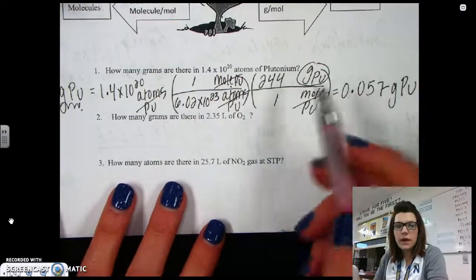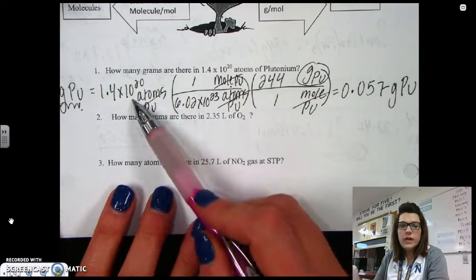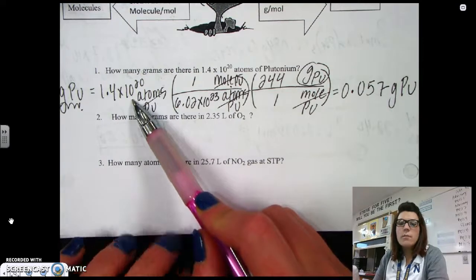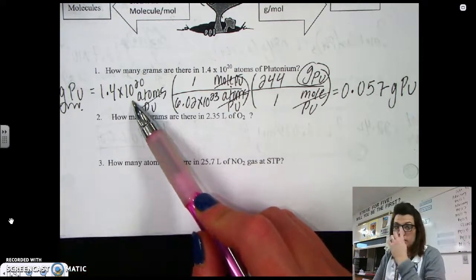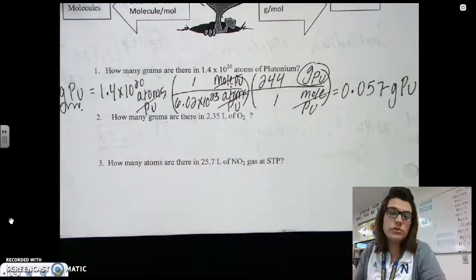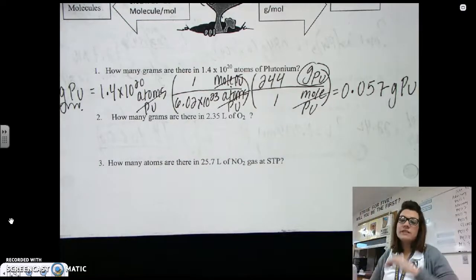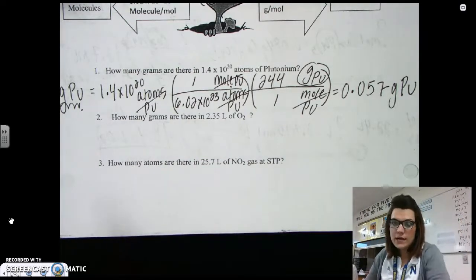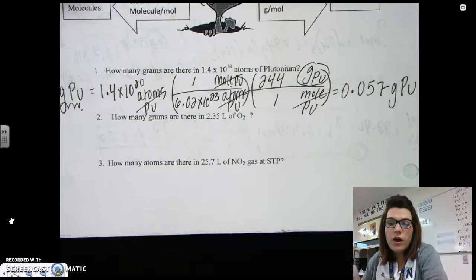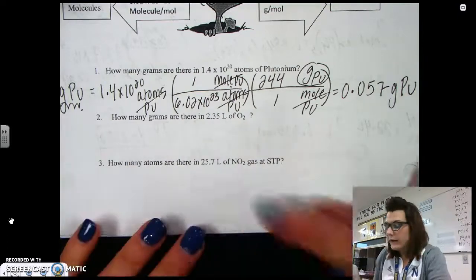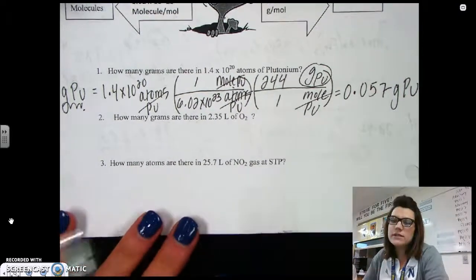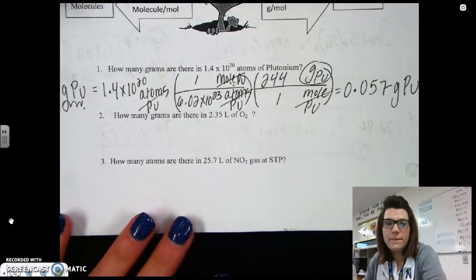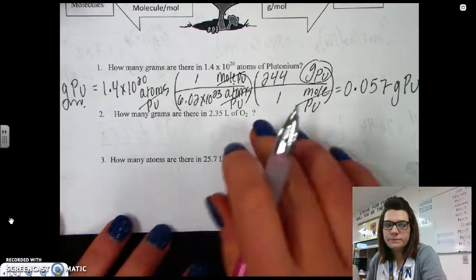Okay, and I'm going to take a step back here and think, does this make sense? If I'm starting with less than 1 mole of plutonium, because 1 mole would be 6.02 times 10 to the 23rd, I would expect the mass to be way less than the 1 mole of grams, which is 244. And yes, that just so happens to be the case with my answer. Okay? All right, let's do another one.